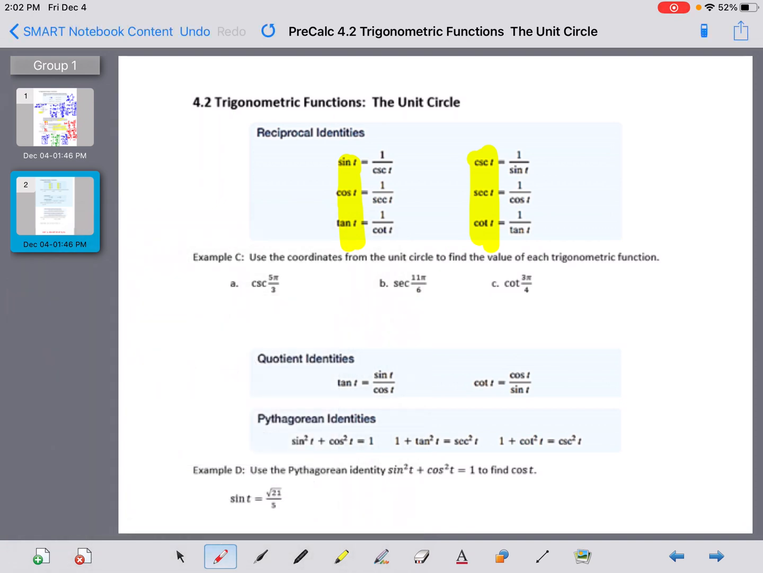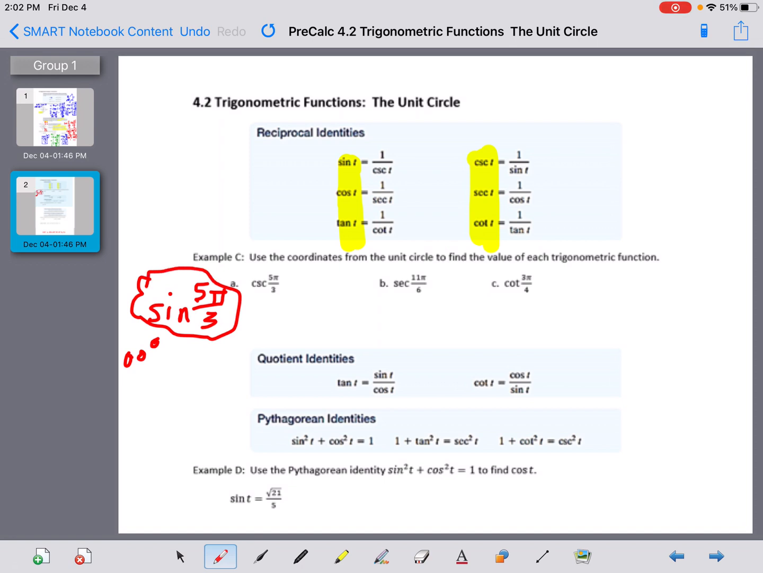Okay, what I need to do is when I see cosecant, okay, what I'm going to do is think sine of 5 pi over 3, okay? These are my thought bubbles, okay? This is my thought bubble. That's what I'm thinking in my brain. Sine of 5 pi over 3.